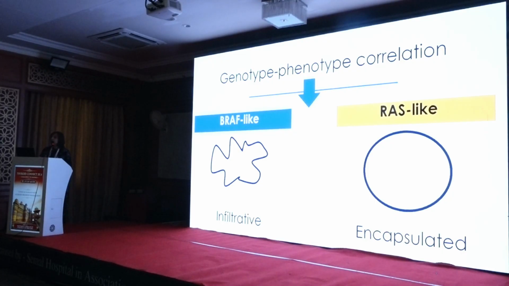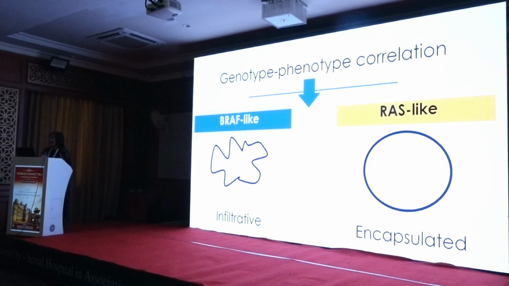So the BRAF-like tumors, when a pathologist sees them, are infiltrative. They have infiltrative borders, whereas the RAS-like tumors have capsules. They are nicely encapsulated, like all the follicular tumors, like follicular adenoma and follicular carcinoma. They have a capsule, and it is the invasion of this capsule or beyond this capsule that we call carcinoma, right?